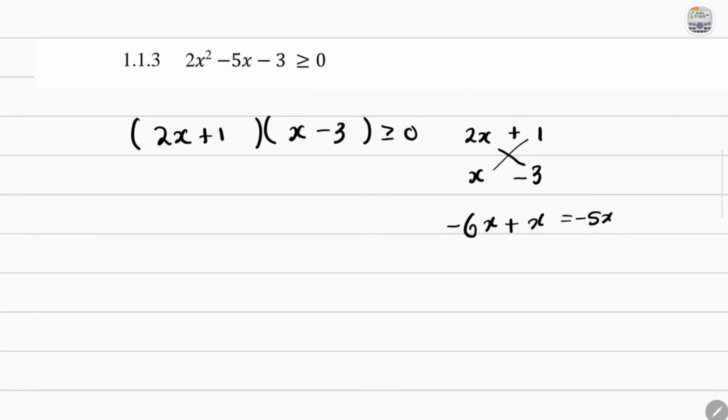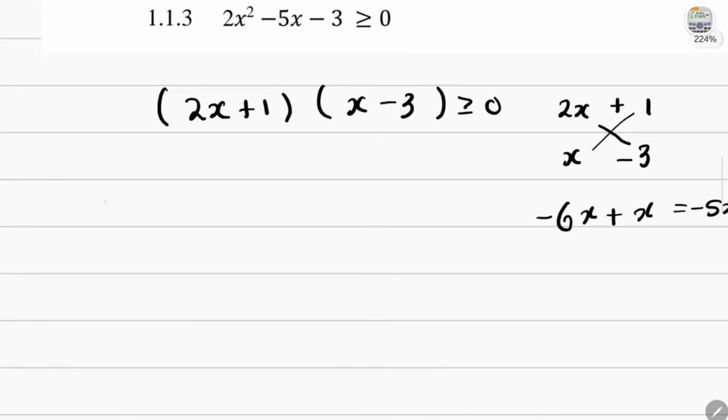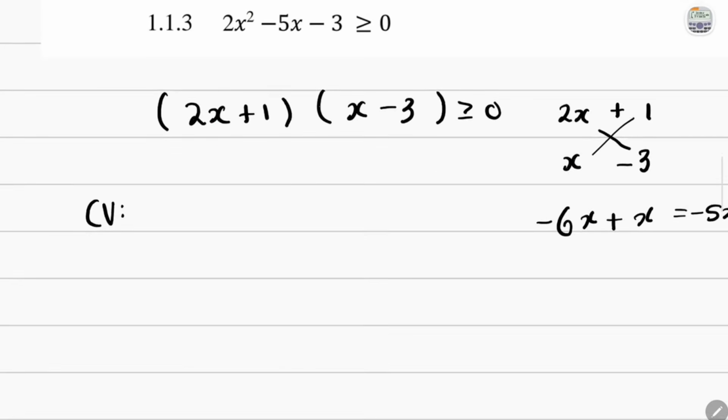Okay, so that's using the cross method. And now we can finally find our critical values. Those are the markers, the points that will help us find the solution to our inequality. So it's like equating this to 0. If you equated it to 0, you would have to transpose the 1, which makes it negative, and then divide both sides by 2. So one of your critical values is x equal to negative 1 over 2. And the second one would be x equal to 3 when you transpose.